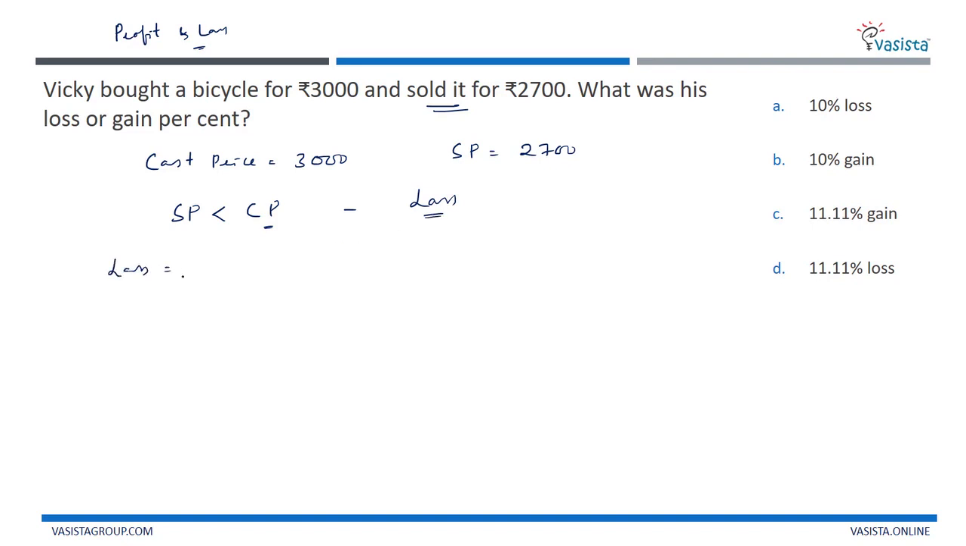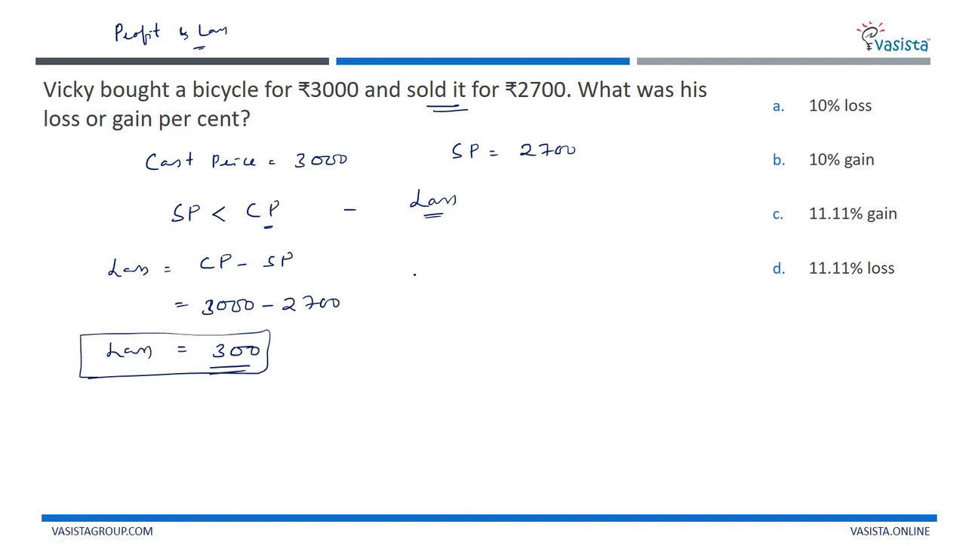Loss is equal to cost price minus selling price. Cost price is 3000 minus selling price 2700, so we are going to get 300. This is what the loss is. Now what are we supposed to find? We are supposed to find the loss percent.